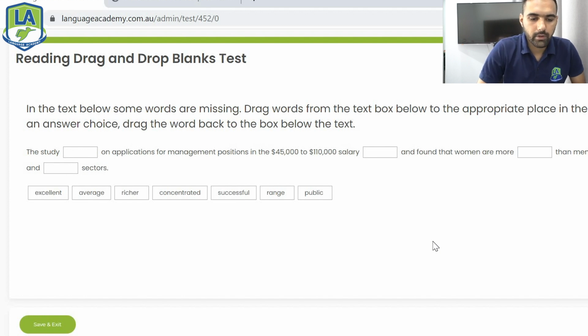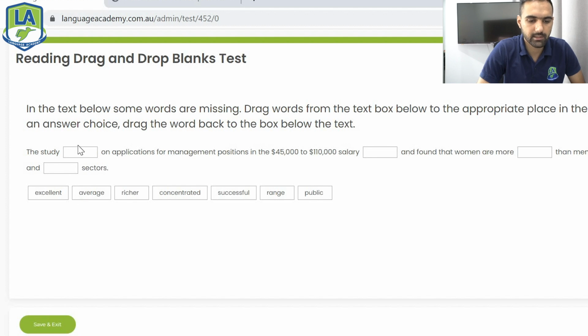Alright, let's have a look over here as well. The study dash on applications for management positions in the $45,000 to $110,000 salary dash and found. Found means the study is already conducted. Why? Because the next sentence in the same clause says and found. So let's have a look at a word which signifies the study has already been conducted.